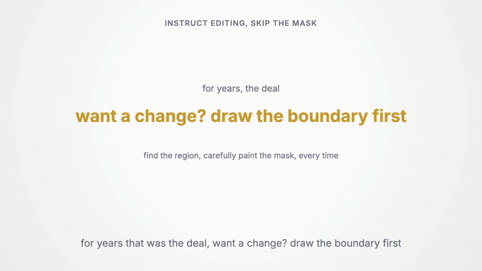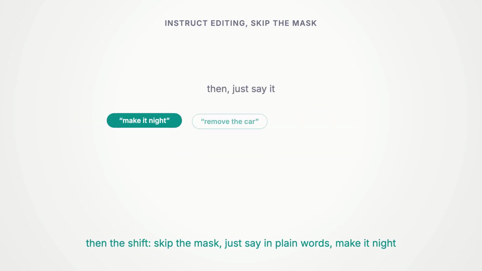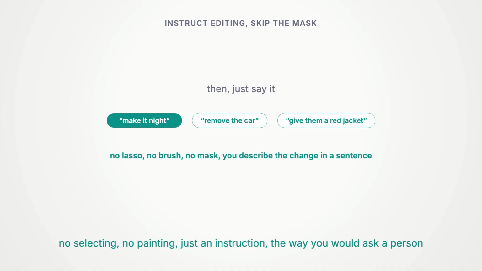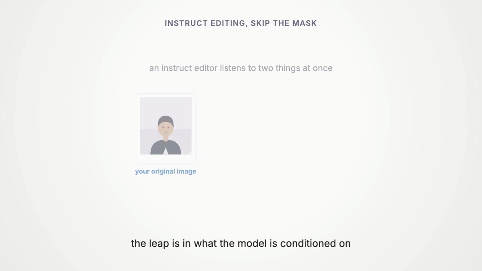What if you could skip the mask entirely and just say, in plain words, make it night? Remove the car. Give them a red jacket. No selecting, no painting, just an instruction, the way you would ask a person. This is instruct editing, and the conceptual leap is in what the model is conditioned on.